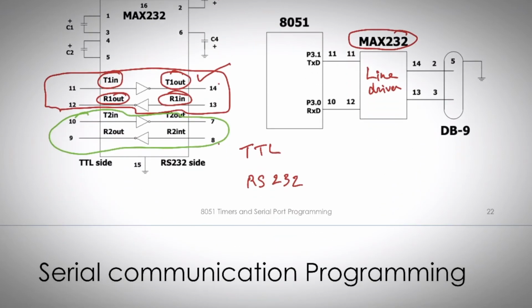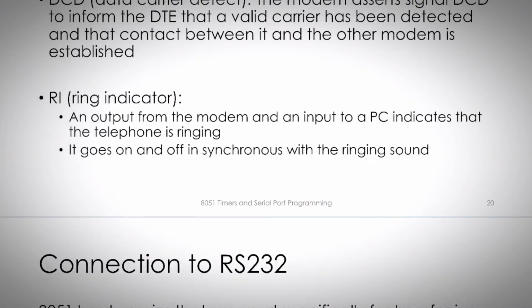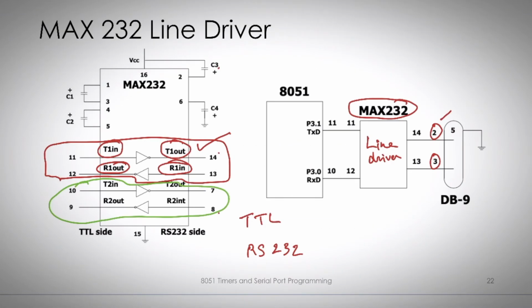For this DB9 connector, pin number 2 and pin number 3 are there. So what are pin number 2 and pin number 3 of the DB9 connector? Pin number 2 is receive data and pin number 3 is transmit data. That means pin number 2 will be receiving the data and pin number 3 will be transmitting the data.